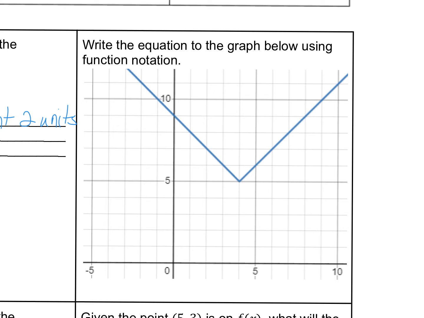Well, here's the new vertex, okay? So if we highlight the new vertex here, we understand that the ordered pair there is (4, 5). The x is 4 and the y is 5. So if we want to consider the function, we would say f of x equals the absolute value of x minus 4, because it shifted to the right 4 units, and on the outside it shifted up 5 units, so we would have a plus 5. That would be your function or your equation for that function, okay?